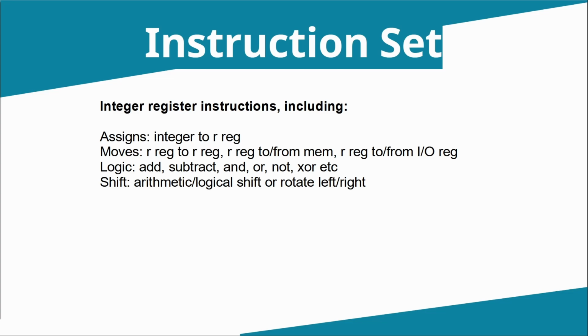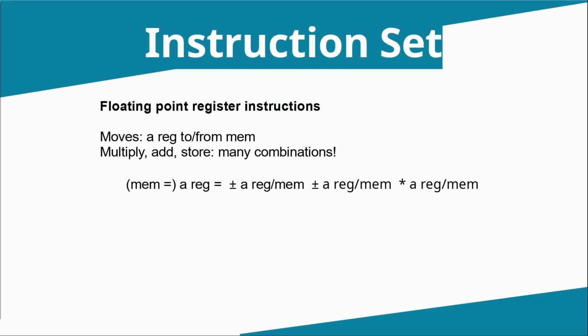We've also got a full range of logic instructions: adding, subtracting, and, or, not, exclusive or, etc. There are others as well, and shifts are also built into the instruction set, whether that's arithmetic or logical shifts, left or right, and also rotates left and right. What there isn't, however, are specific bit field instructions. If you want to access particular bits within a byte or a short or a long, then you need to use the logic instructions and apply a mask. Those were the integer instructions.